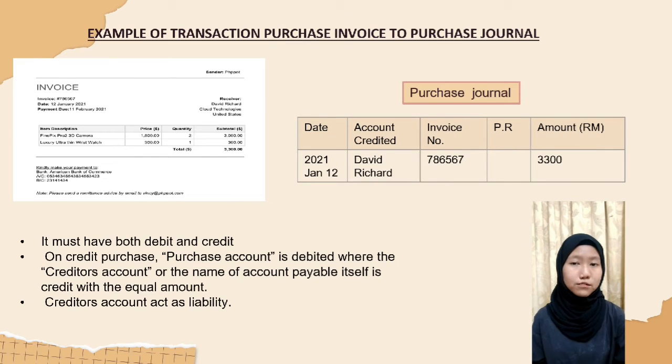For example, in a transaction from purchase invoice to purchase journal, it must have both debit and credit. When the credit purchase happens, purchase account is debited. Meanwhile, the creditor's account, for example, from this question, David Richard, is credited with the equal total amount of 3,300. Furthermore, the creditor's account, which is David Richard, also acts as a liability.